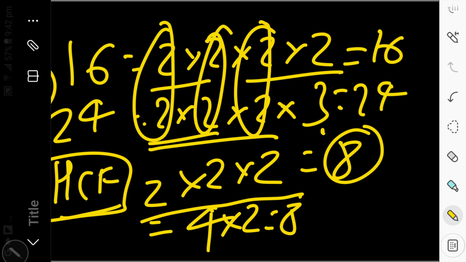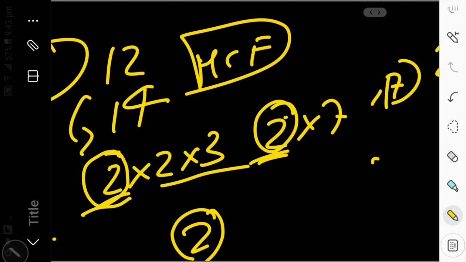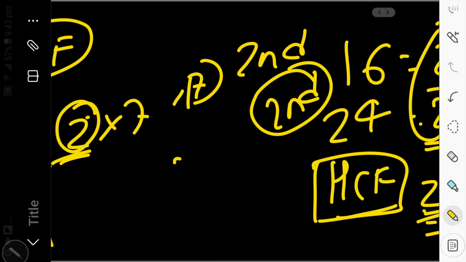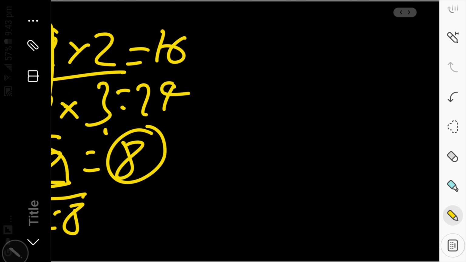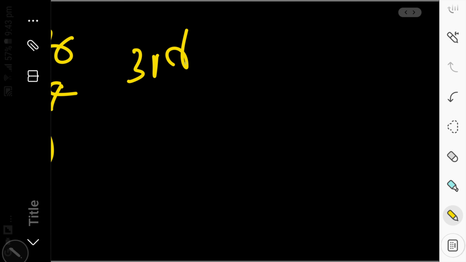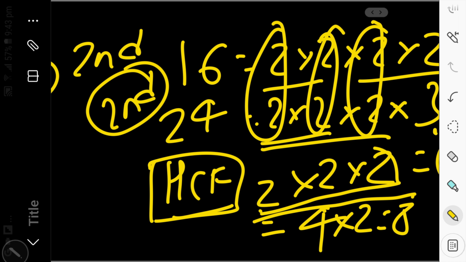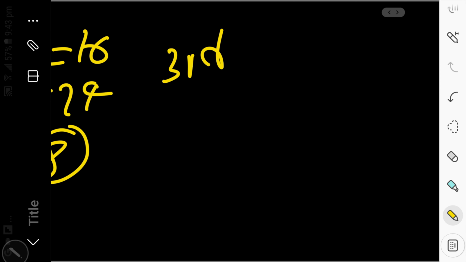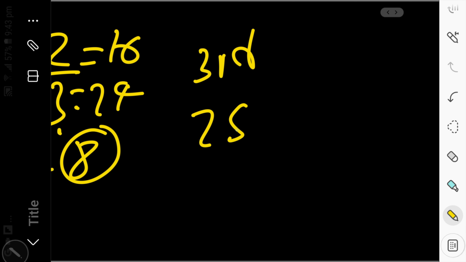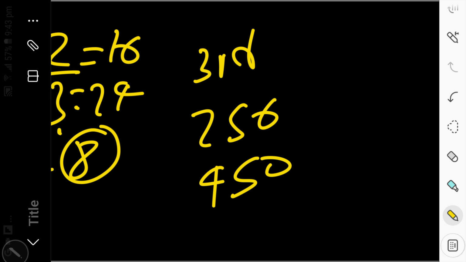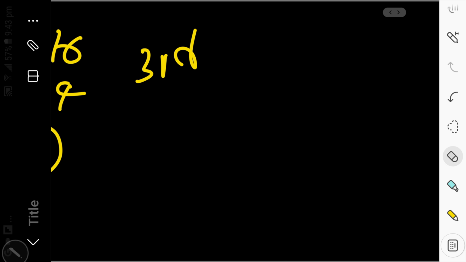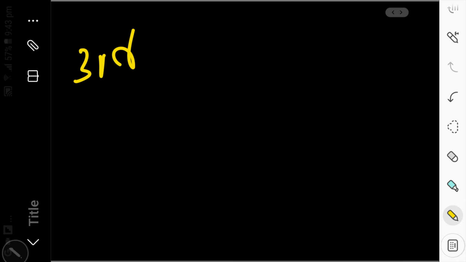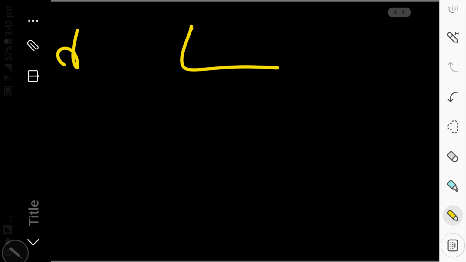Simply find the common factor, then just multiply the common factors. If there is just 1, that is your HCF. I hope you understand the second method as well. Just like I struggled to find the prime factorization of 16 and 24, if there was a large number like 256 or 550, it would be hard to find the prime factorization of these. So that's why we use a very simple method, just like in LCM, this dividing method.